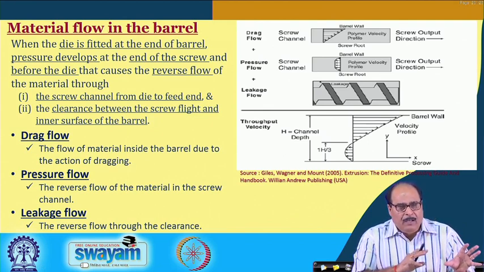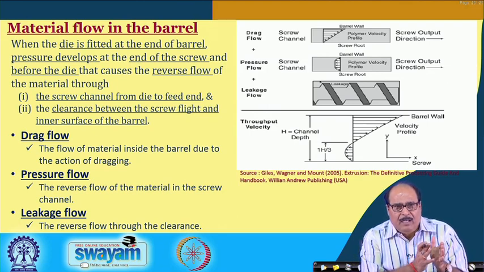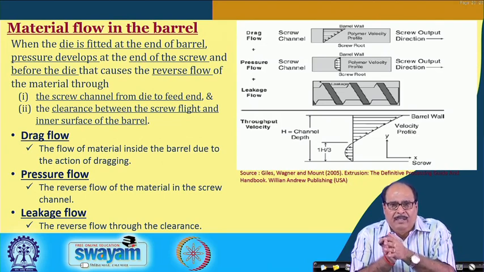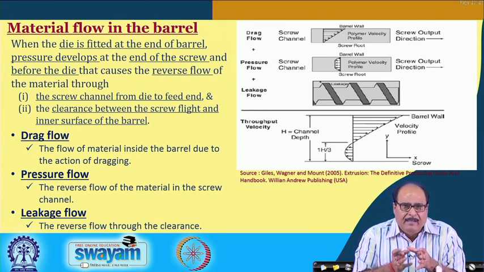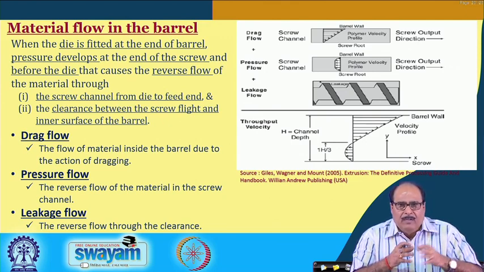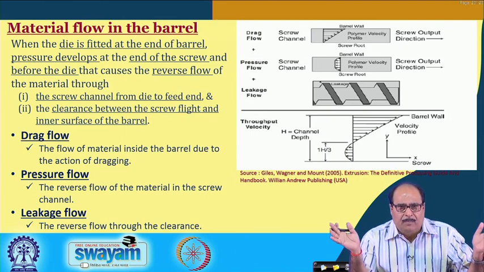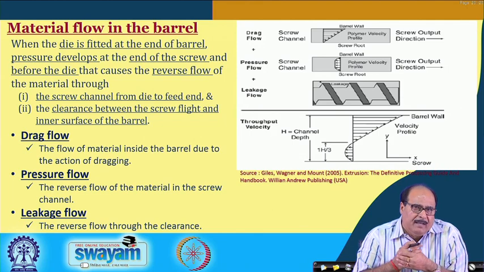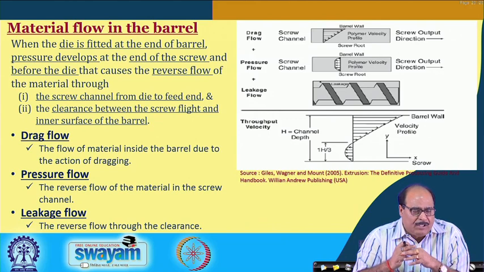Because the screw configuration and die configuration influence the material flow, both the material flow in the barrel as well as in the die many times need to be controlled properly, in order to get the desired result, whether you want expansion in the end product, or compaction in the end product, etcetera. That can be obtained by having these different types of flow and other characteristics.